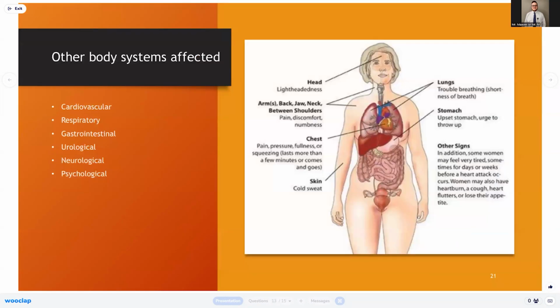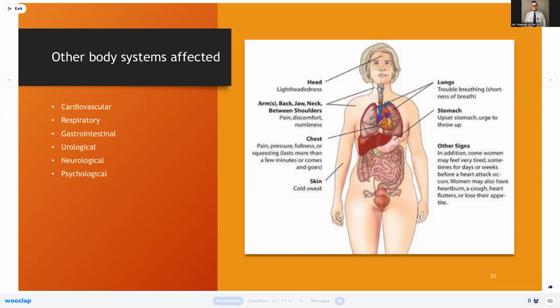And it has other manifestations. Again, we talked about some of these symptoms: lightheadedness, dizziness, pain that radiates to the jaw, to the back, to the shoulder, to the arm, trouble breathing, increased respiratory rate, upset stomach, indigestion. Chest is going to feel pressure or full, or like an elephant sitting on my chest. Skin color, pallor, cold sweat.